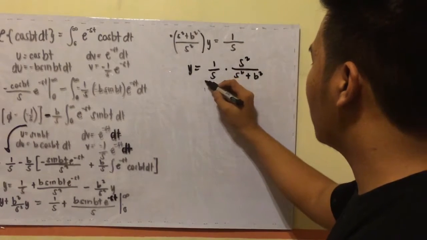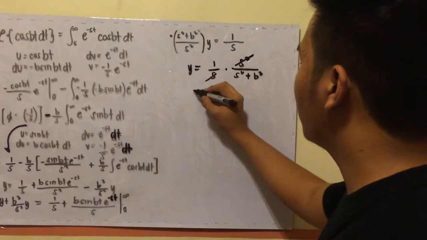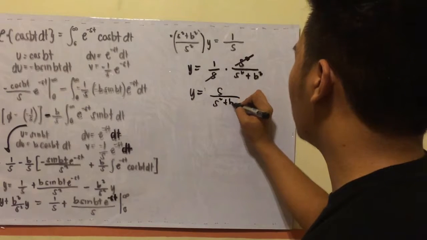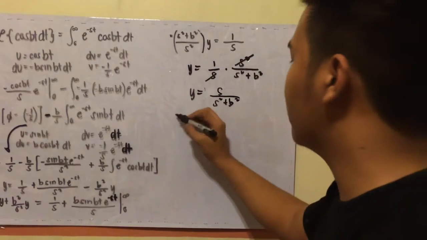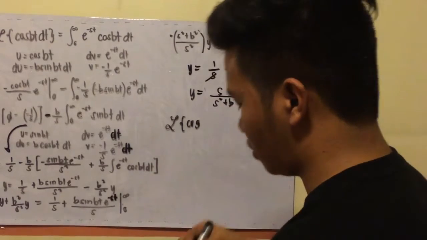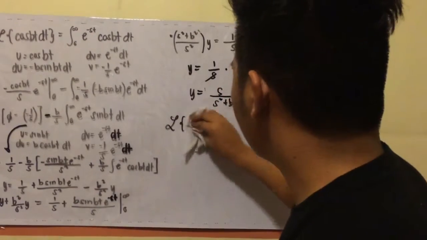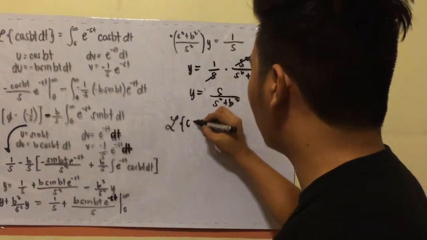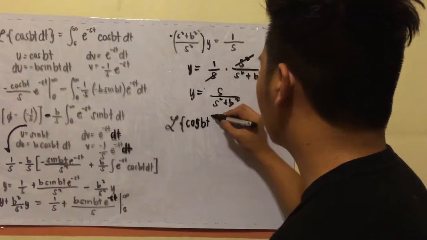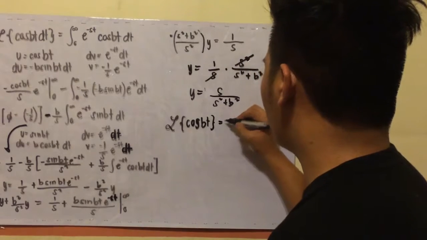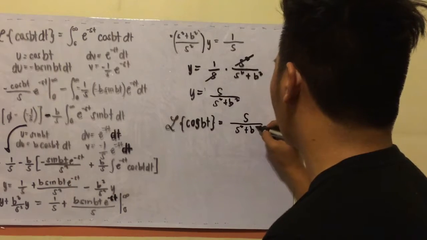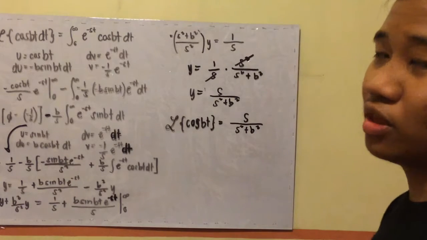So multiplied, this one cancels, so y is equal to s over s squared plus b squared. Or rather, the Laplace of cosine bt is equal to s over s squared plus b squared, of the complex frequency function.